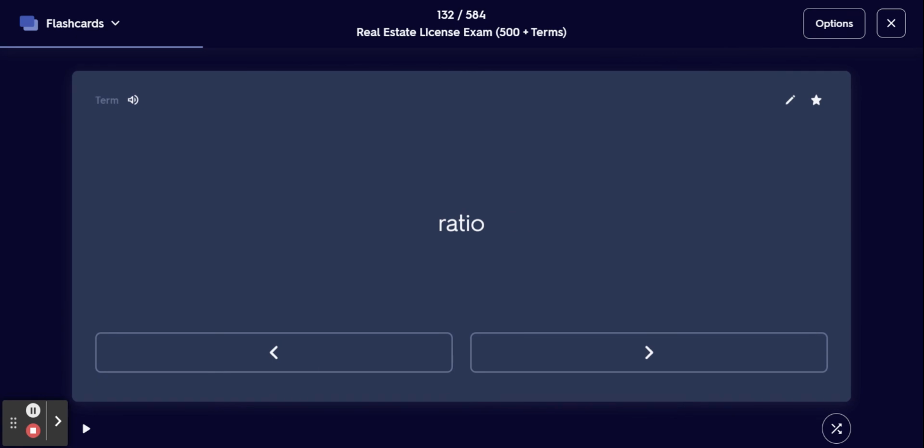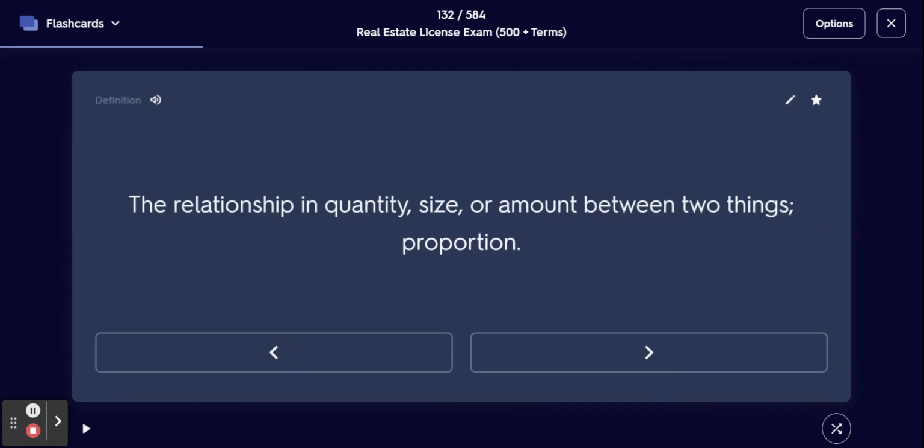Ratio. The relationship in quantity, size, or amount between two things. Proportion.